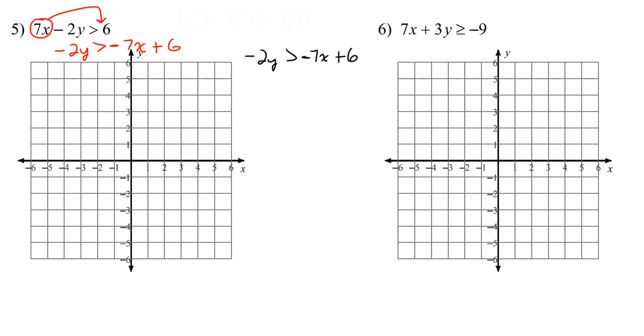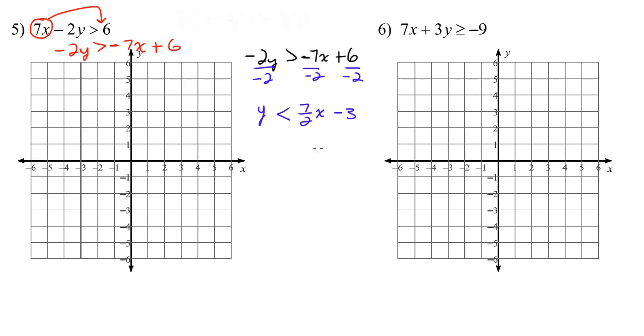So next, we need to divide everything by negative 2 in order to get y alone. So negative 2y divided by negative 2, that's y. Negative 7 over 2x divided by negative 2 is going to become positive 7 over 2x. And positive 6 divided by negative 2 becomes negative 3. But something else happens here. Because of the fact that we had to divide by a negative 2, this greater than has to switch to become a less than. And so now this is in slope-intercept form, and now we can graph.